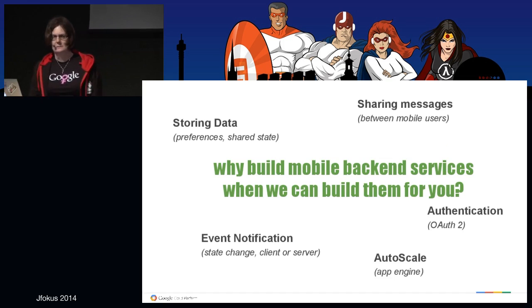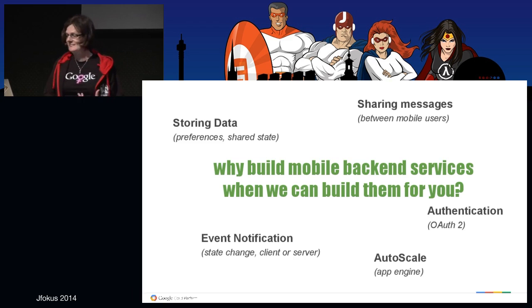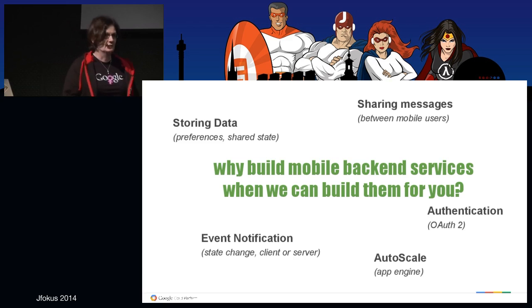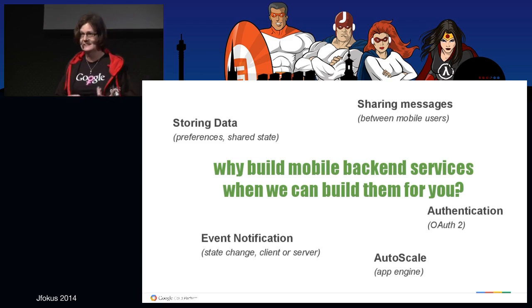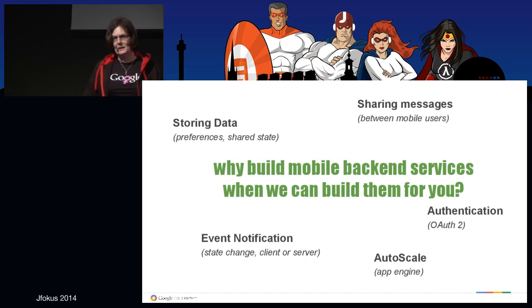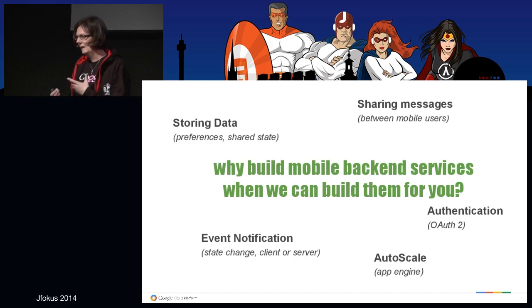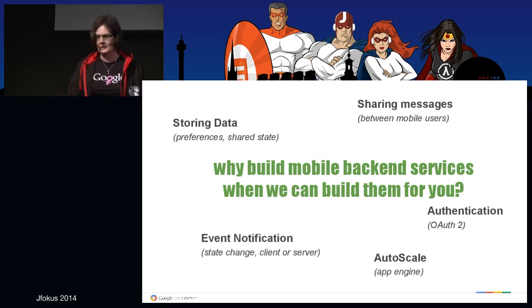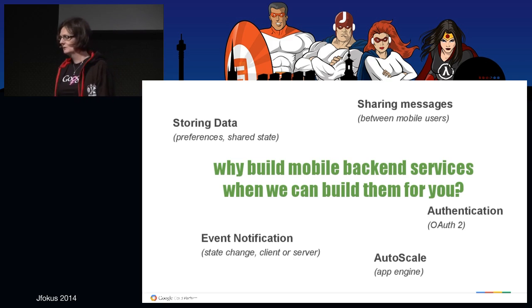So it begs the question, why would you want to build mobile backend services when somebody else can build them for you? We're talking about services such as the ability to store data in the cloud, preferences and shared state that can be shared across devices. So when a user goes from one device to another, they get exactly the same experience on the application. What about the ability to share messages between users, between mobile users? Event notifications too. So when a state change occurs on the client side or the server side, how is that propagated? Authentication, the ability to identify users and to associate data with users. Also autoscale, a massively important feature. How do you handle those changes in load that we saw on the previous slide?